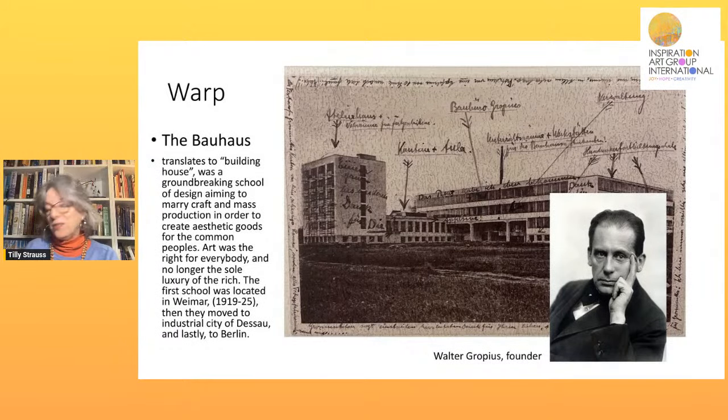So the Bauhaus literally translates into the word building house. And it's a utopian government experiment. They're hoping to put some of the people to work with some new production ideas. It's a groundbreaking school of design, and it's aimed to marry craft and mass production. And basically the idea that we can make aesthetic objects for the common people. Art is no longer just solely for a luxury of the rich.